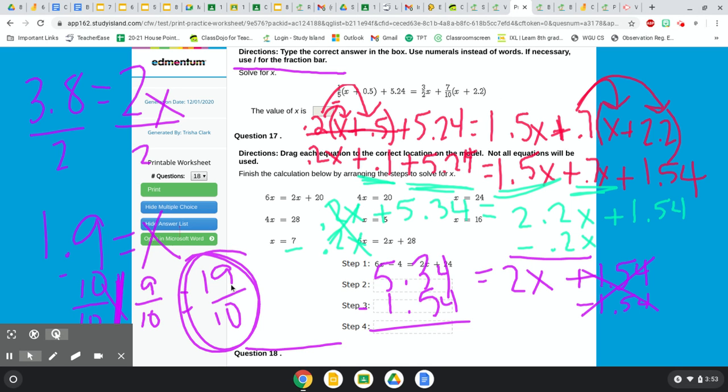I say 19/10, but I just scrolled down and it looks like Study Island would take 1.9. So either way is okay. Since there's a fraction and a decimal within the same problem up here in the original, you can either type in a decimal or a fraction, and that's the same way for me come quiz or test time. If it only had fractions to begin with, I would want a fraction solution. But if it only had decimals, I'd want a decimal solution. But since there's both, just do whatever your little heart desires.